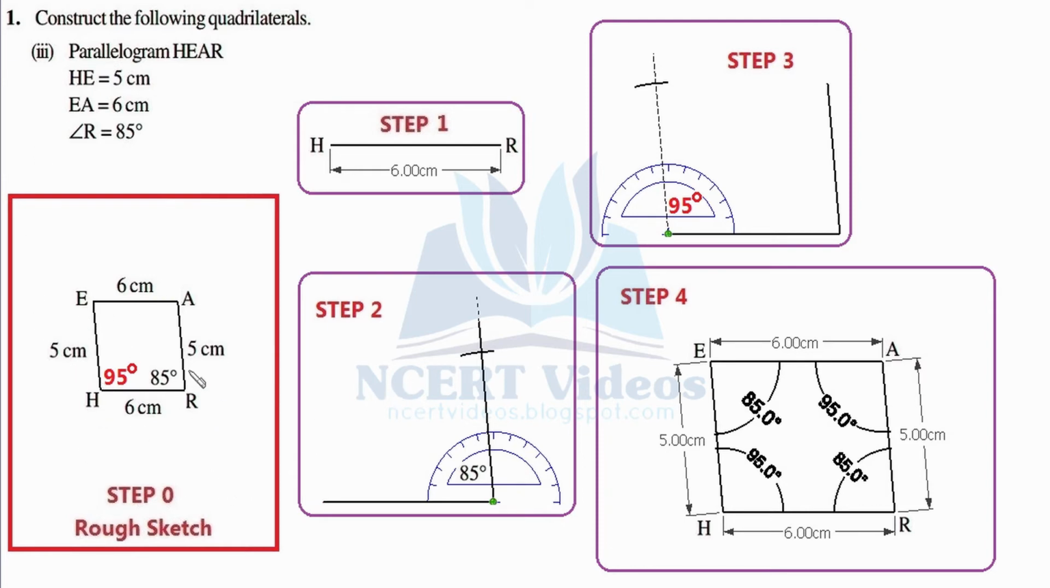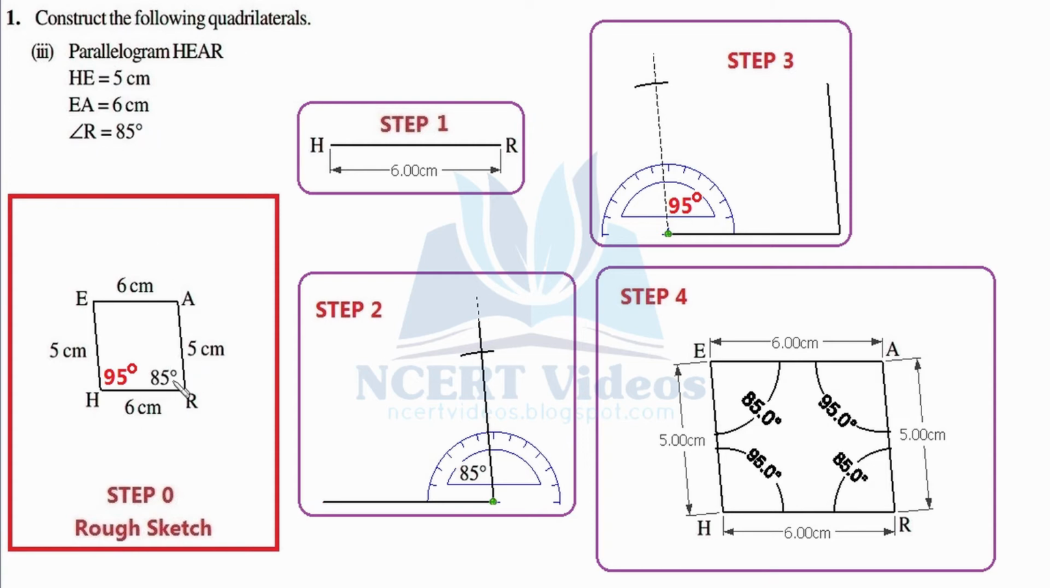So with this all set, let's again check all the details whether we have constructed rough sketch correctly. So first of all, HEAR is our required parallelogram. Here HE equals to 5 cm. Again here in a rough sketch, HE equals 5 cm, correct? That means this line segment AR should also be equal to 5 cm. Again EA, so EA is 6 cm. The same has been shown over here. It indirectly means that HR should be equal to 6 cm. The same is correct. Angle R equals to 85 degrees.